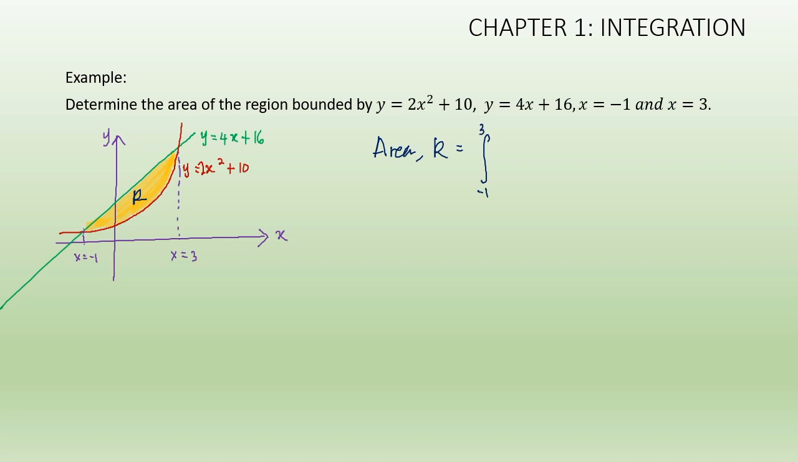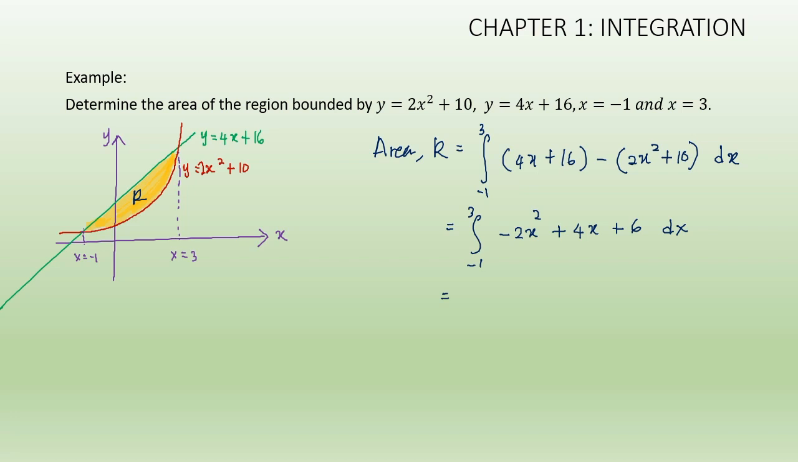The upper function is the linear graph, which is 4x plus 16, minus the lower function, which is the quadratic, 2x squared plus 10, dx. We simplify the integrand as -2x squared plus 4x plus 6.